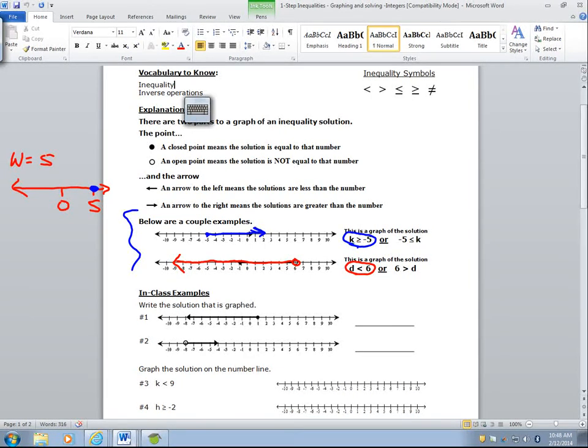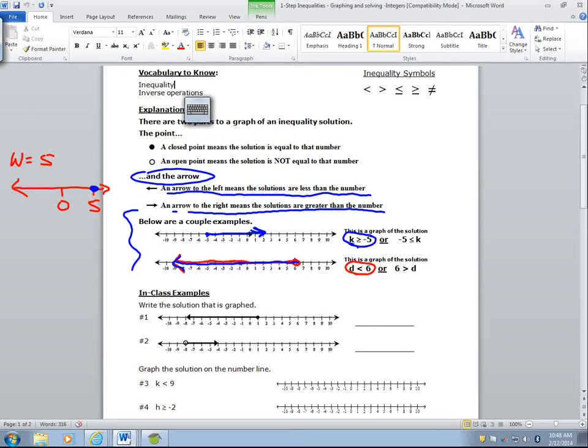Which way is this arrow pointing? To the right. How about when it's D is less than 6? Which way is the less than sign pointing? Left. So an arrow to the left means the solutions are less than the number. An arrow to the right means the solutions are greater than the number. So if you have the variable on the left, then whichever direction it's pointing, that's the way the arrow is going to go.